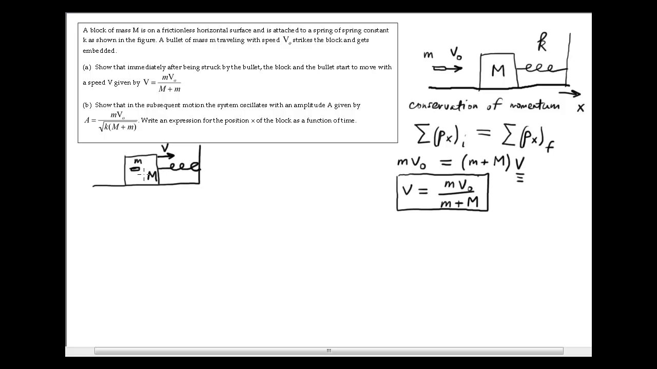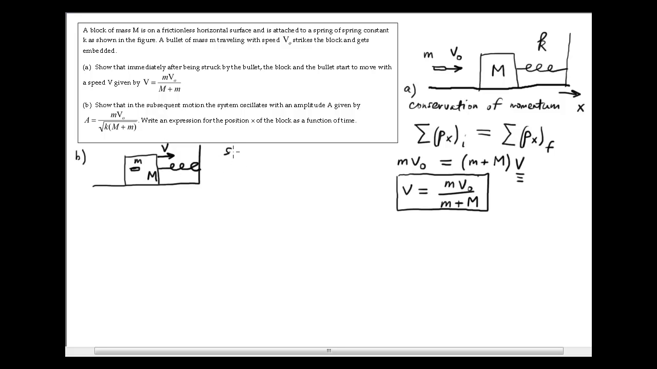The mass is going to oscillate back and forth as the spring is compressed and then stretched because there's no friction on this surface. And the key insight for part B, what we did up here was part A. Now for part B, the key insight is to think about this velocity and ask ourselves, what is that? How is that related to simple harmonic motion?